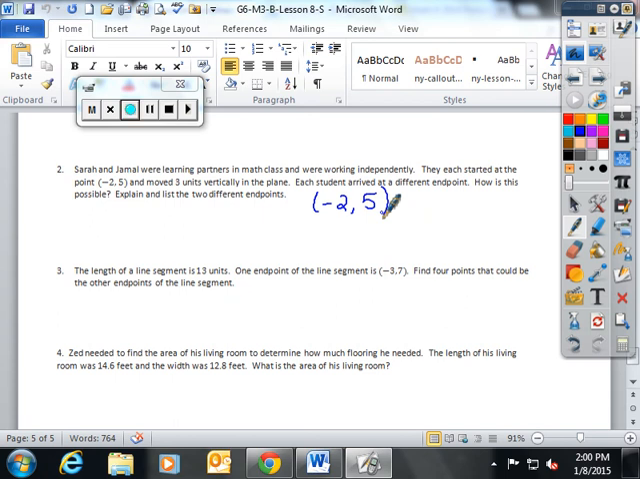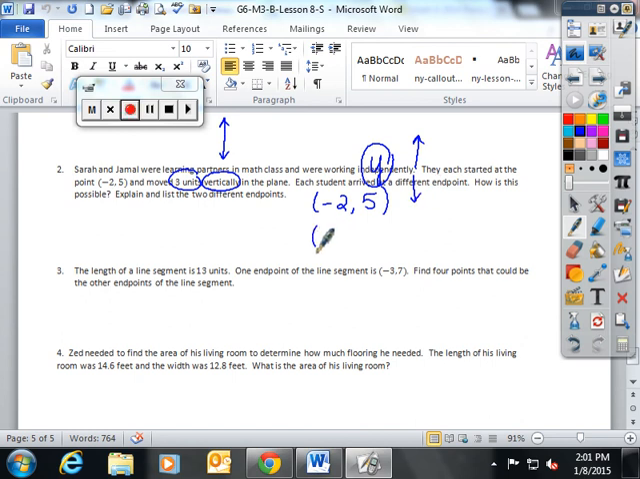Each student arrived at a different endpoint. How is this possible? Okay, I'm going to circle 3 units and I'm going to circle the word vertically. Vertically means up or down, okay? The coordinate that would be up and down would be the y coordinate, okay? So Sarah and Jamal have to go 3 units vertically from 5. They could go 3 units up or they could go 3 units down.